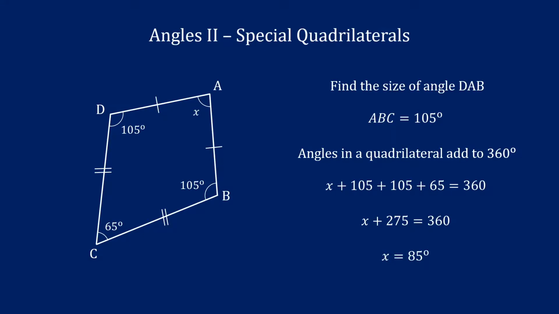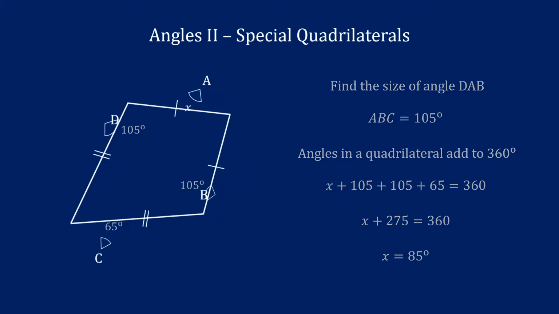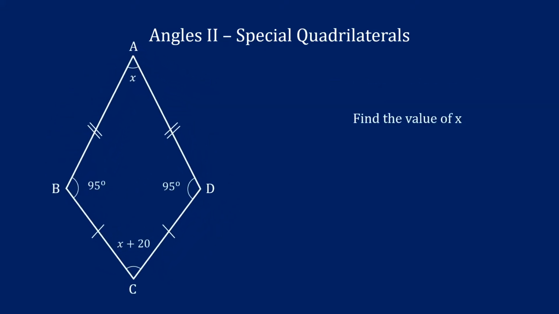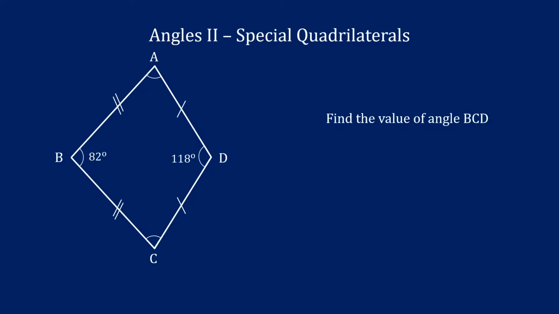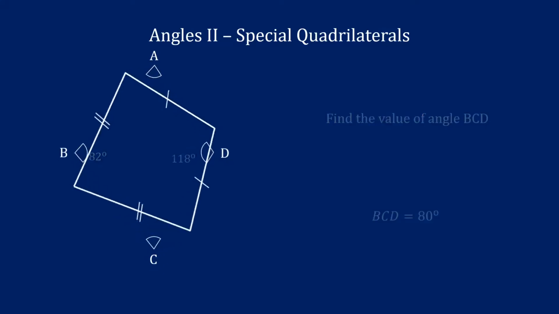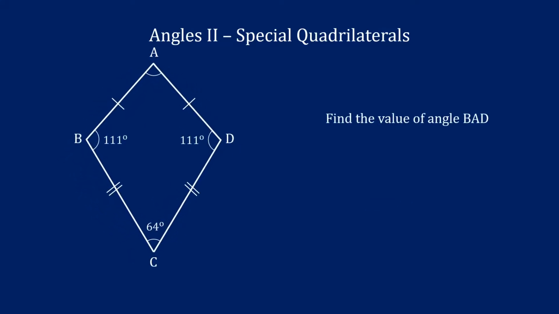Easy peasy. Alright, you're going to give a go at 3 questions like always. See the question, pause the video, then come back when you've got an answer. Right, off you go, pause here, come back with an answer. You should get x equals 75. One more, pause here, come back with an answer. You should get BCD is equal to 80 degrees. Final one, pause here, come back with an answer. You should get that BAD is 74 degrees.